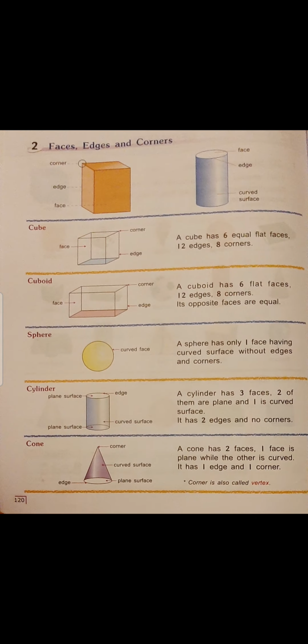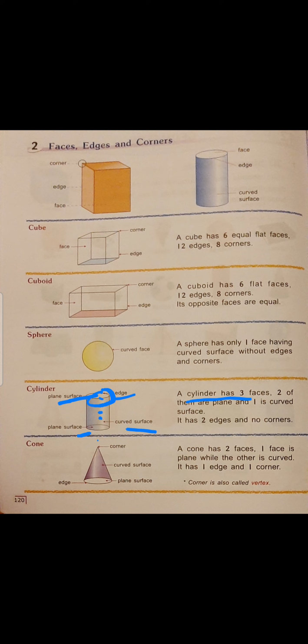Moving on to cylinder. The upper part of the cylinder is called plane surface, and these sides are called edges. The lower part is plane surface, and this part is called curved surface. A cylinder has how many faces? Three faces: upper, lower, and in the middle. Plane surface, upper and lower, and this curved surface.